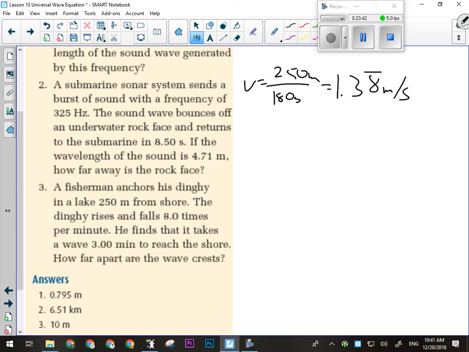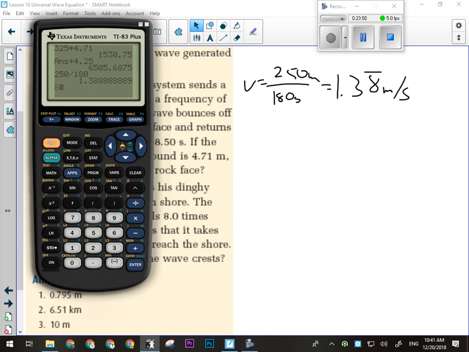So we can find the frequency because we know there were 8 waves in 1 minute. I'll just take the 8 and divide it by 60 seconds, and that will give me the frequency. So 0.13 repeating is my frequency. Now that I have frequency and speed, I can find the distance between the wave crests, which is also the wavelength. The length from one crest to the next is the length of one wave. So I'm going to take my speed, 1.389, divided by 0.13.